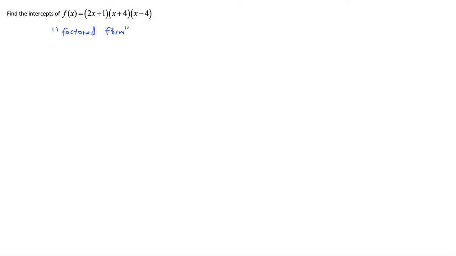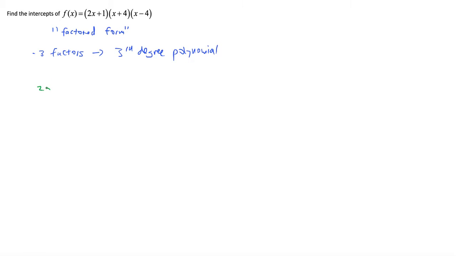We know this first of all. How many factors are there here? There's 3 factors, right? So we could conclude that this is actually going to be a 3rd degree polynomial, right? So that's good. So how do we find the x-intercepts? We just set each factor equal to 0.